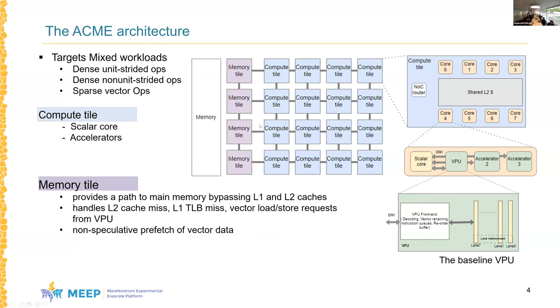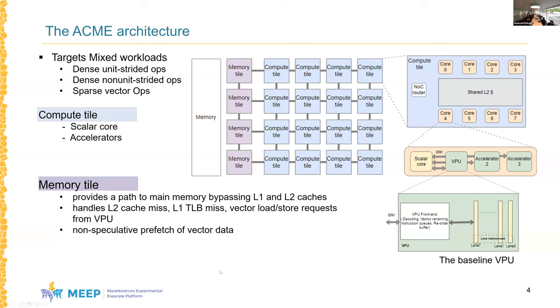Other than compute tiles, there are memory tiles, which are close to the memory and provide a path to the memory that bypasses the L1 and L2 cache. These sparse operations do not benefit from the cache, so it is possible to bypass the cache and have a dedicated path for them. A memory tile handles L2 cache misses when we are not bypassing the cache, and L1 TLB misses, and vector load and store requests from the VPU. That is important here, because this is where we get most of the benefits.